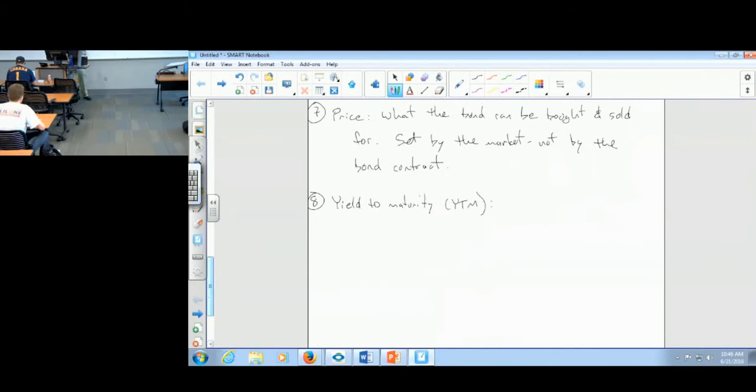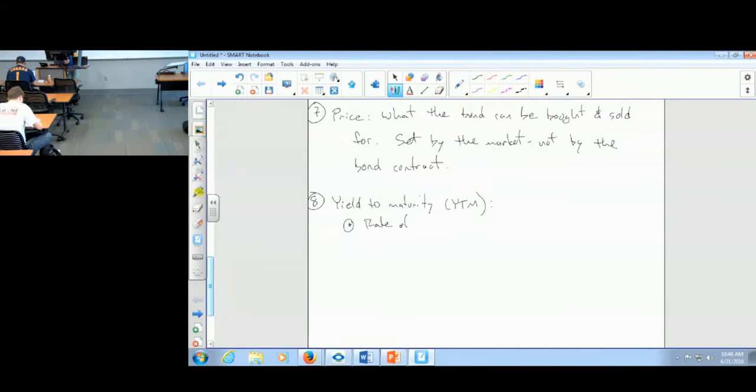And I'm going to give three different definitions of the yield to maturity. All are equivalent. They all say the same thing, but they look at it from slightly different angles. And one might ring a little more true for you than another. The first one for the yield to maturity is one we're sort of familiar with.